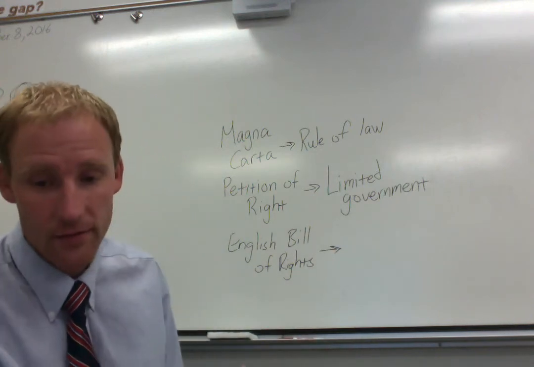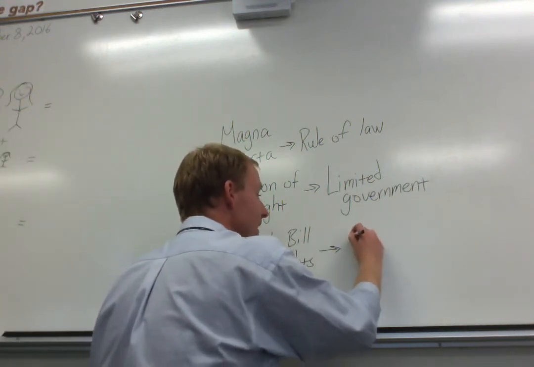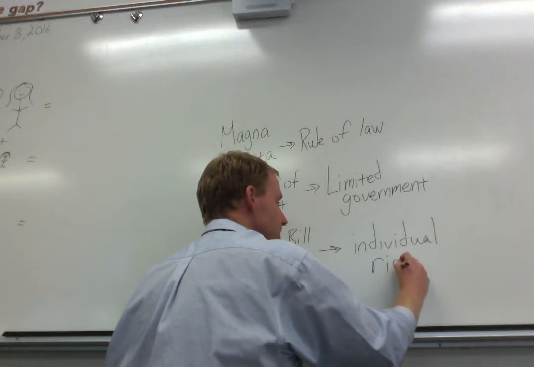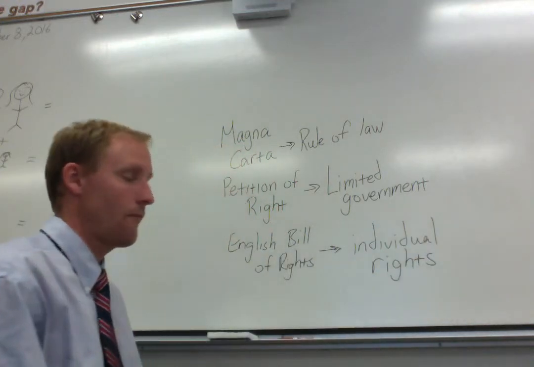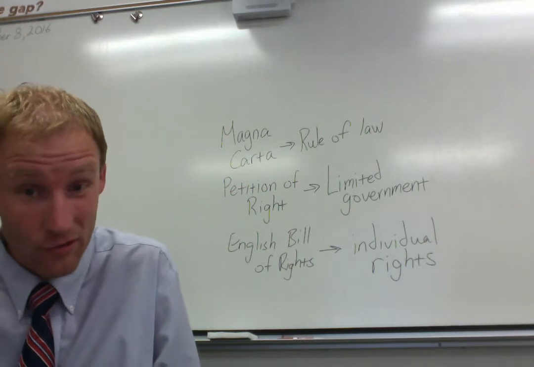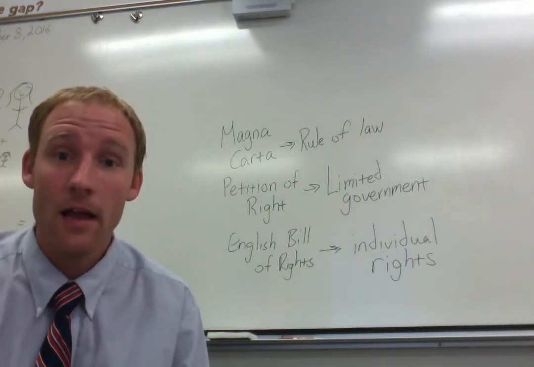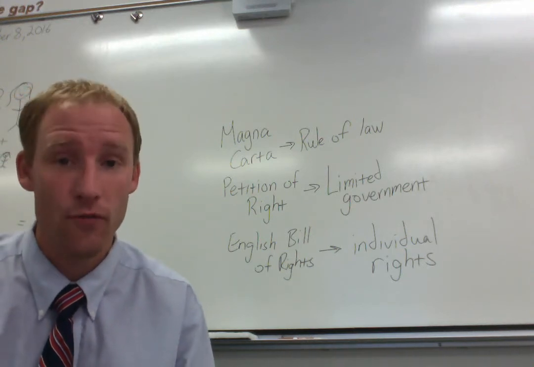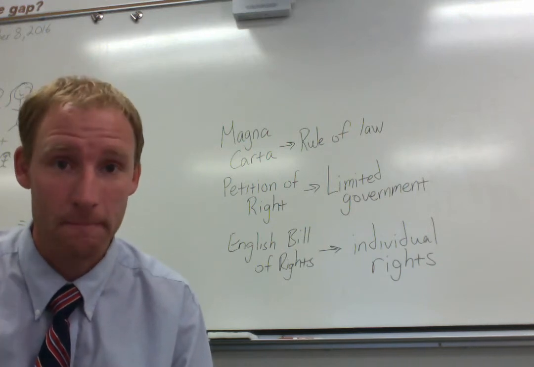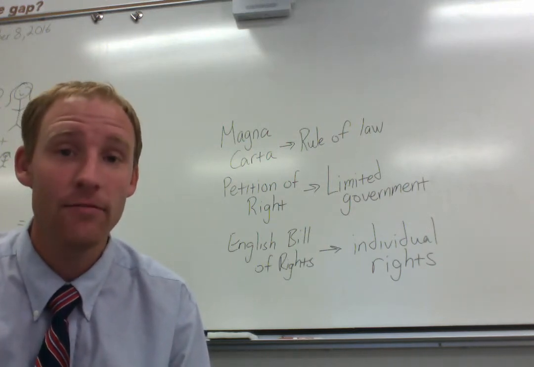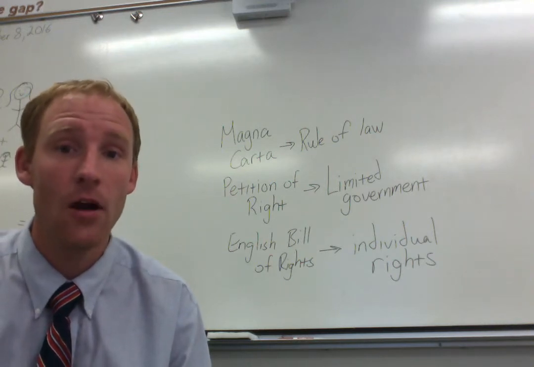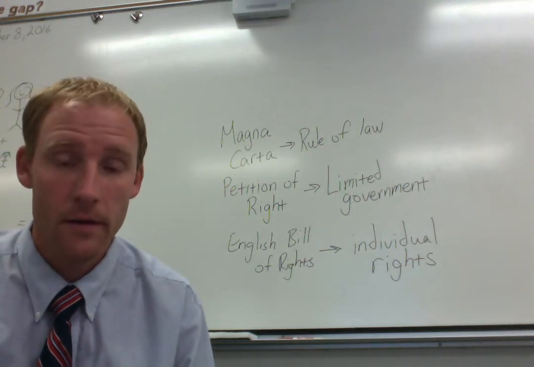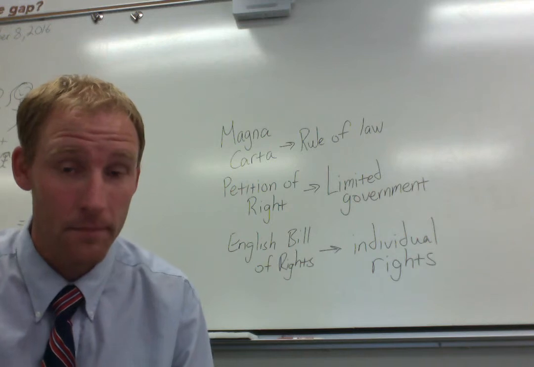And from the English Bill of Rights, we got the principle of individual rights. And that one is pretty straightforward, right? It's the idea that every citizen has rights that cannot arbitrarily be taken away by the government. Say that again. Every citizen has rights that cannot arbitrarily be taken away by the government. It doesn't mean they can't be taken away.